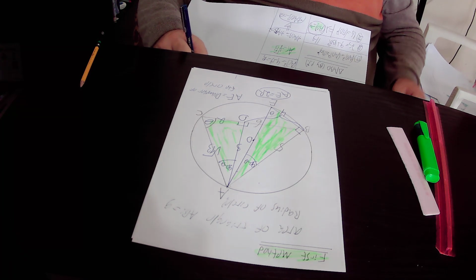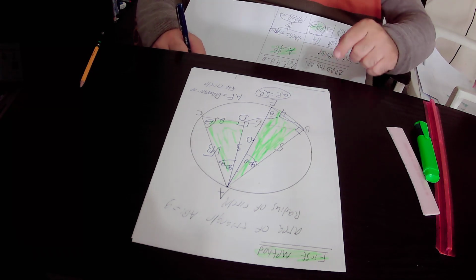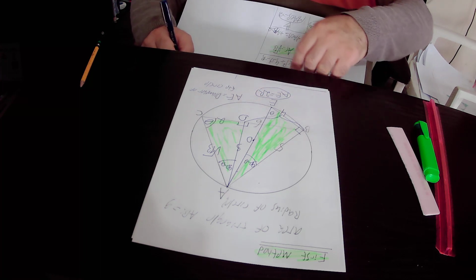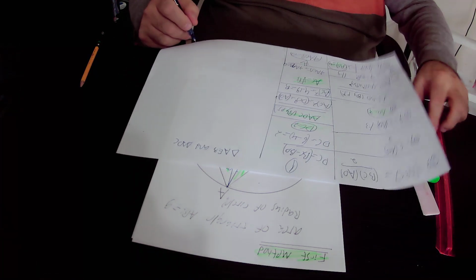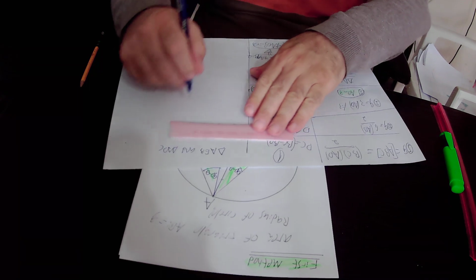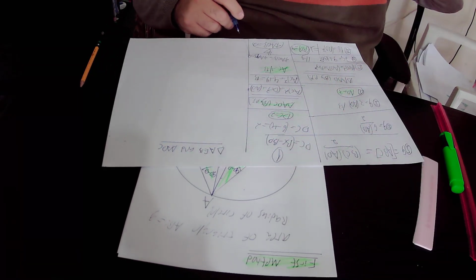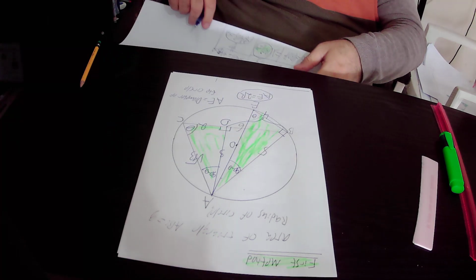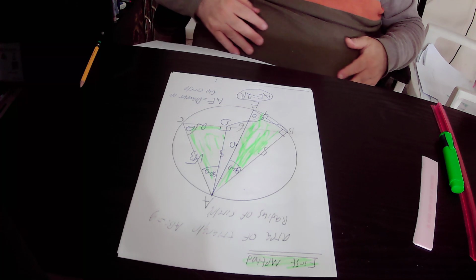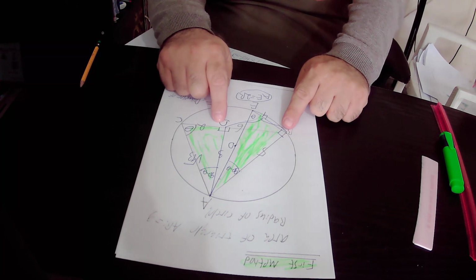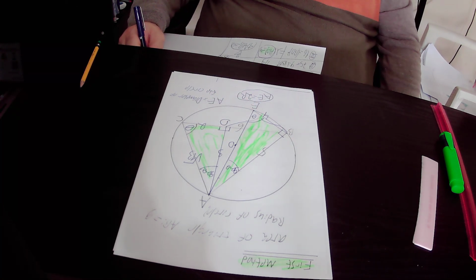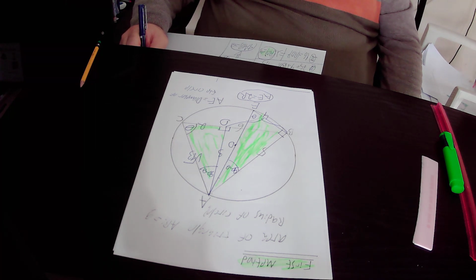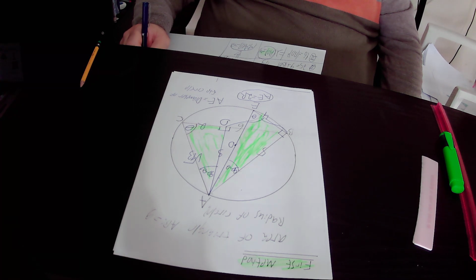So we focus on triangle AEB, this right triangle, and triangle ADC. We will prove that those two right triangles are similar to each other. First of all, those two angles are both equal to 90 degrees, therefore they are equal to each other. So angle ABE equals angle ADC, and they are both equal to 90 degrees.